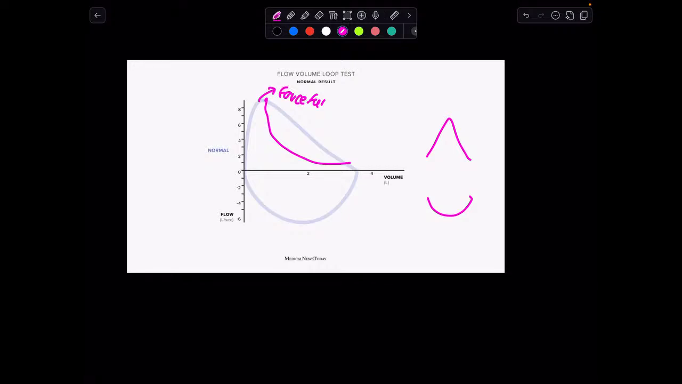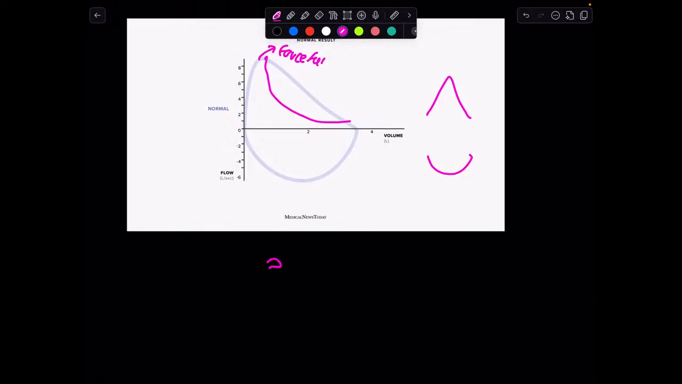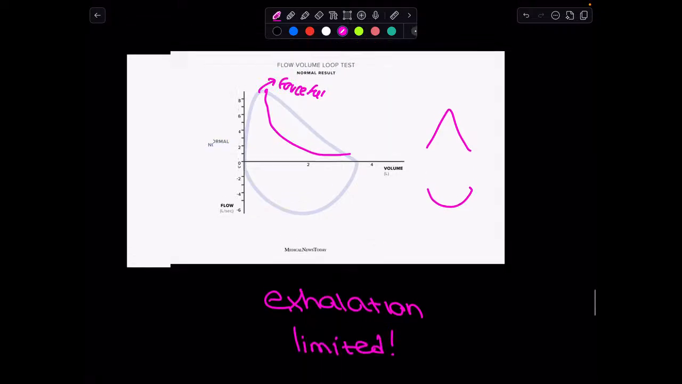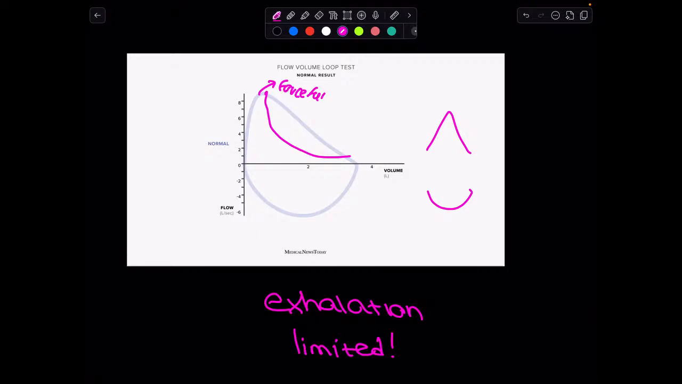But why does it have this look? That scooped shape happens because airways narrow, reducing airflow, especially during forced exhalation. This limits how quickly air can leave the lungs. So in obstruction, it's exhalation that's limited. Yes, exactly. Obstruction mainly affects exhalation, making it harder to breathe out quickly.